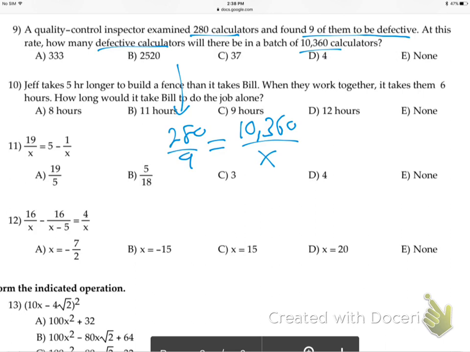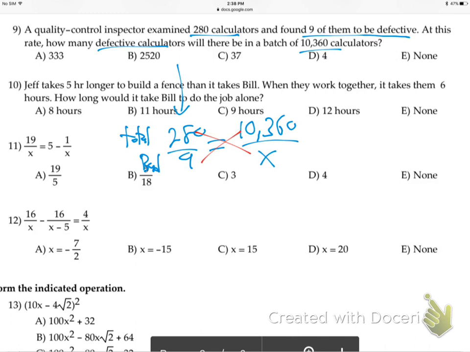Is that one making sense? You can put them both upside down if you prefer. You don't have to. You can put 9 over 280, x over 10,360, but you've got to be consistent. I'm putting the total and the bad on the bottom, right? 280 calculators total, 9 were bad. 10,360 calculators total, x are bad, right? You can have those both upside down. That's okay. That'll work too.